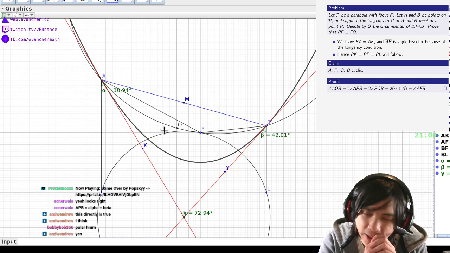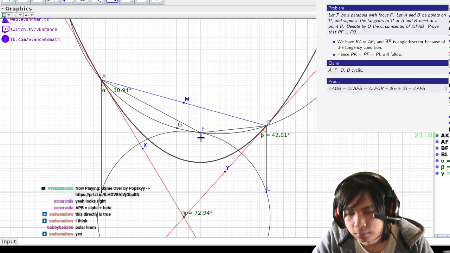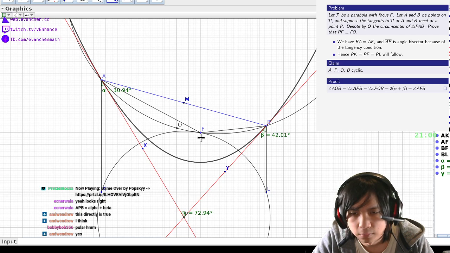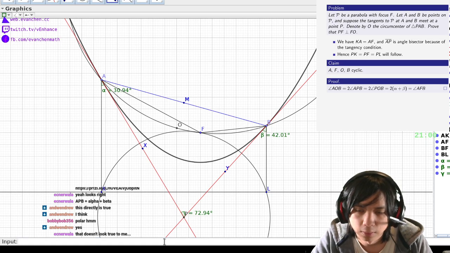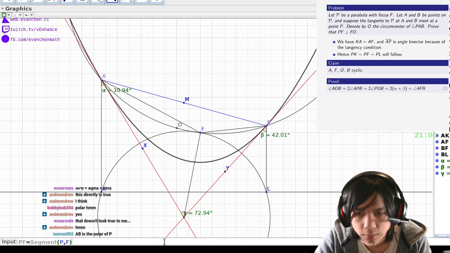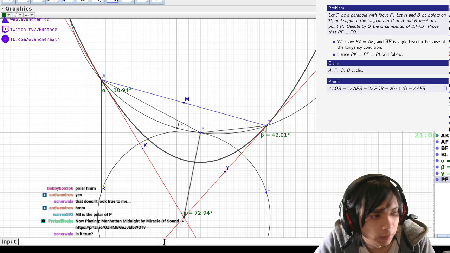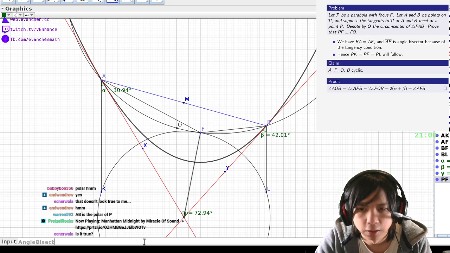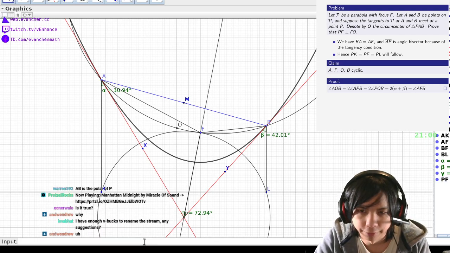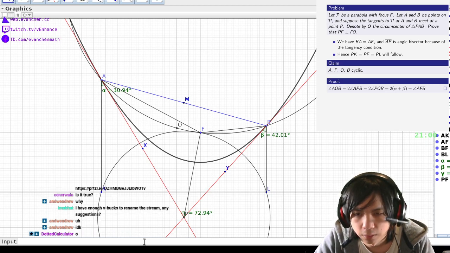Polar, right? Is that a polar statement? It should be equivalent to the problem because of the cyclic. The angle bisector of AFB definitely coincides with the line through P there. I just don't see how to prove it.